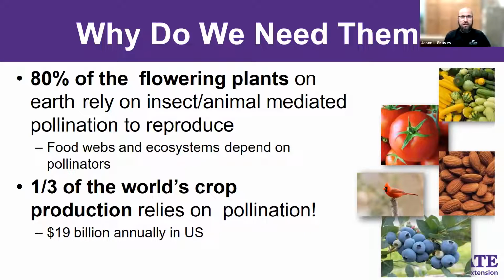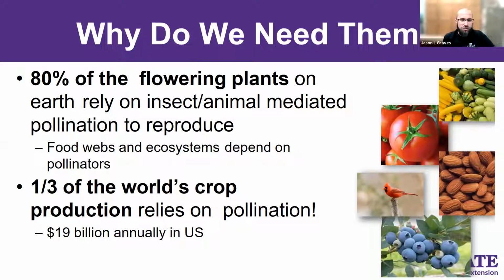And of course, that's a key statistic that helps us understand why we need pollinators. Talk about food webs and ecosystems that depend on those pollinators. And also the food. You've heard that statistic, I'm sure: one third of the world's food crop production relies on pollination. And so that's a huge value in our lives that pollinators bring.